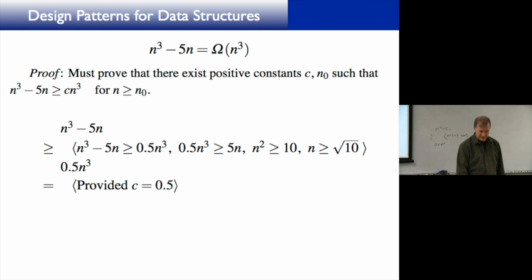So that's that technique. Now we have identified that c is 0.5, because it's a constant times n cubed, which is what we wanted. And as long as n is greater than or equal to the square root of 10, that's our n naught: the square root of 10. Okay, are we good? So c is 0.5 and n naught is the square root of 10.